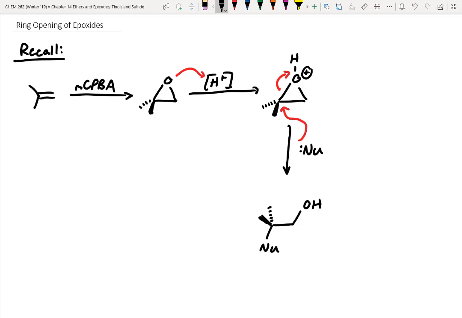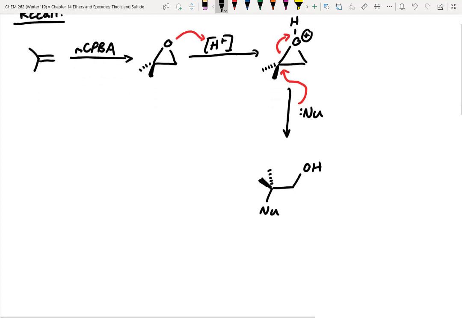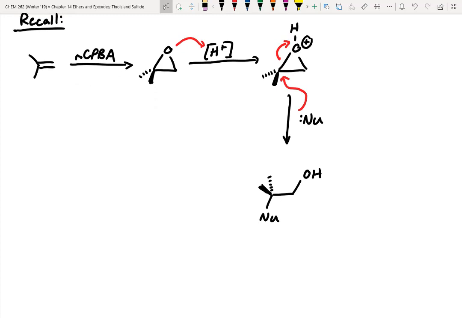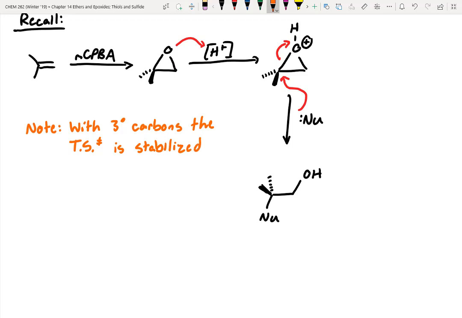But why does this occur at the more substituted carbon? Who remembers? Hyperconjugation, right? So let's make a note on that. With tertiary carbons, the transition state is stabilized via hyperconjugation. That means that attacking that tertiary carbon is a lot more favorable. All right?